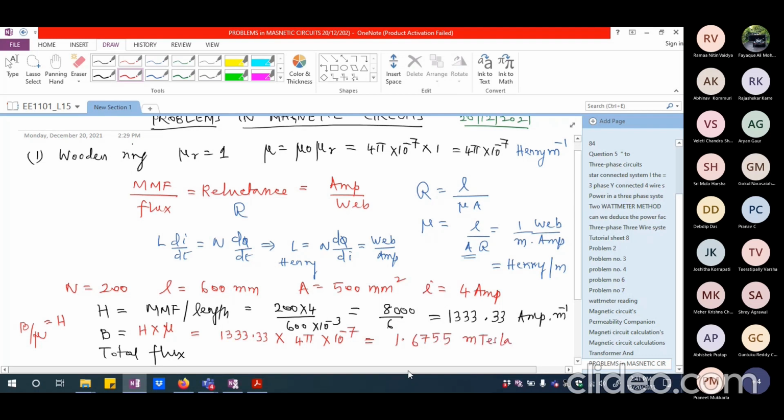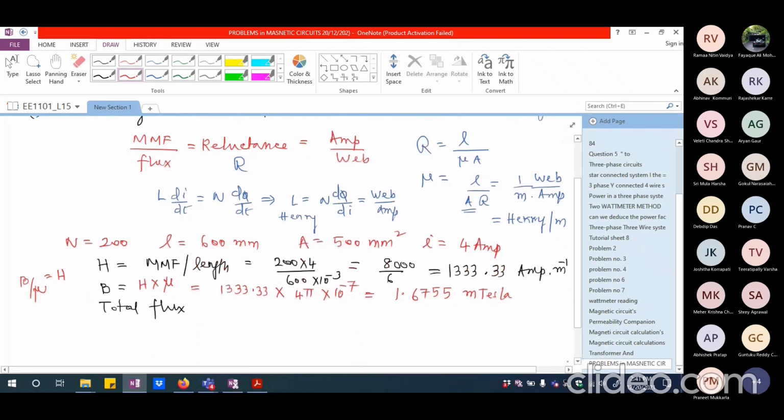This is what we are getting as the answer. Please verify it, whatever I have done. Total flux is going to be area multiplied by B, which is flux density. So I can write this as 1.6755 milliweber per meter square. That is also fine.